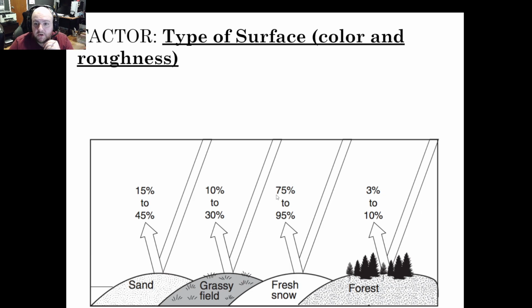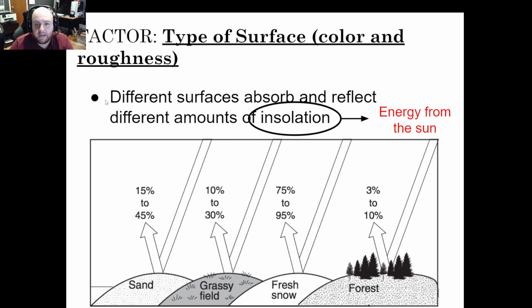Right? So as we see here, these are percentages of the light from the sun, the radiation from the sun, that's being reflected off. So on fresh snow, very light, very smooth, it's going to reflect almost all of the light that hits it. Versus something that's rough and dark, like a forest, it's going to reflect barely any of the light. That should just be a review. We covered this topic already, but that is going to affect the climate of the area. So, write this down. Different surfaces absorb and reflect different amounts of insolation, which once again, remember, insolation is the energy from the sun, the incoming solar radiation.